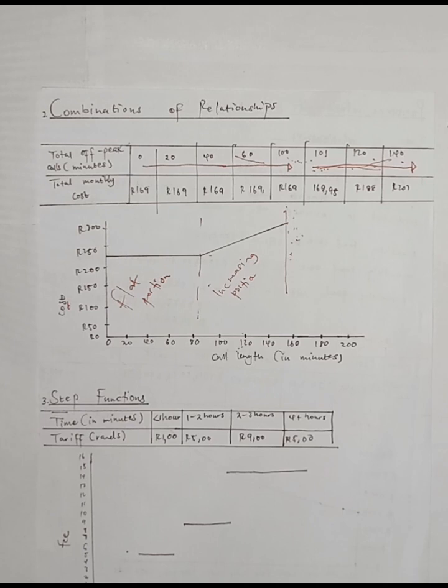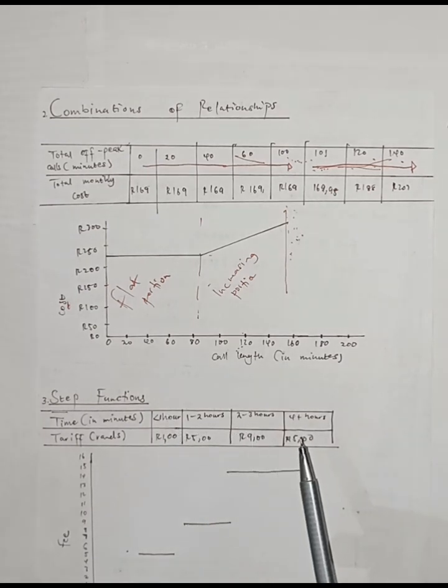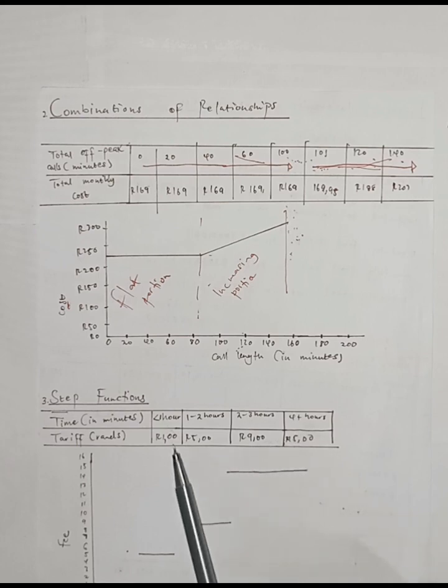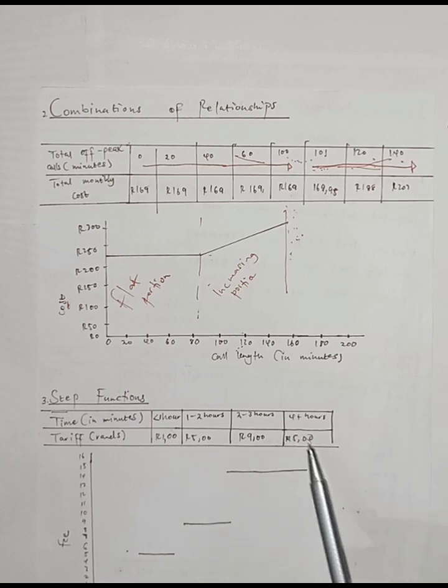So same thing for step functions. I didn't put the statement, but just put the table over there because I didn't think it's really necessary. So here we have our time in minutes, tariff bands: less than 1 hour, 1 to 2 hours, 2 to 3 hours, 4+ hours. Okay, 1 rand, 5 rand, 9 rand, 15 rand.